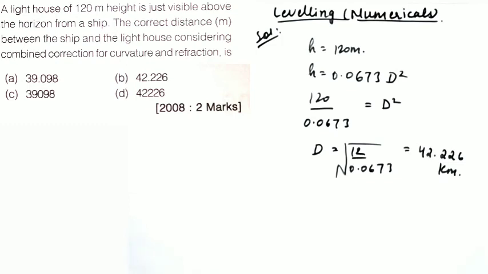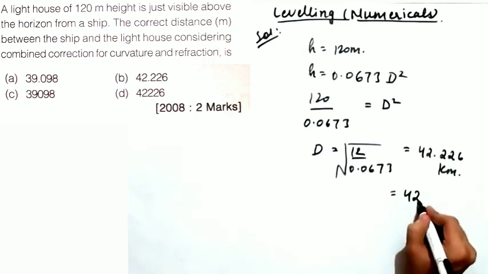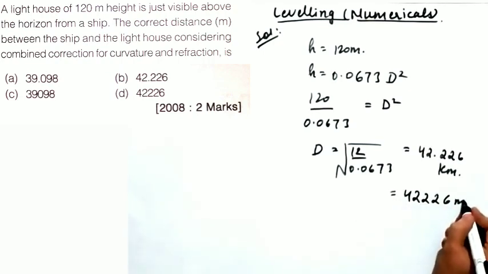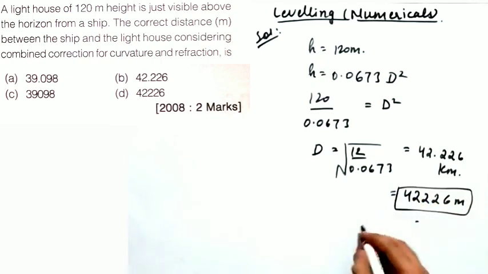The options are 39.098, this is the wrong option. 39098, this is the wrong option. The question is asking you the correct distance in meters, but this is in kilometers, so you will have to convert this into meters. This is the required answer, and it is given as it is in option number D.